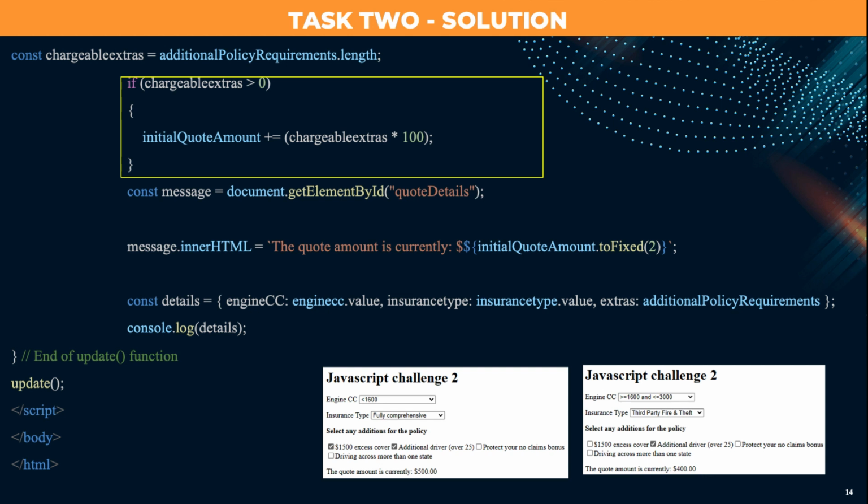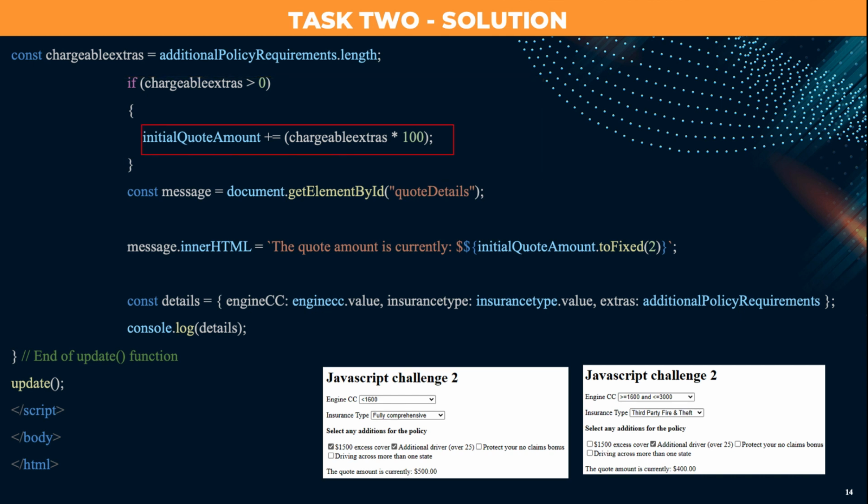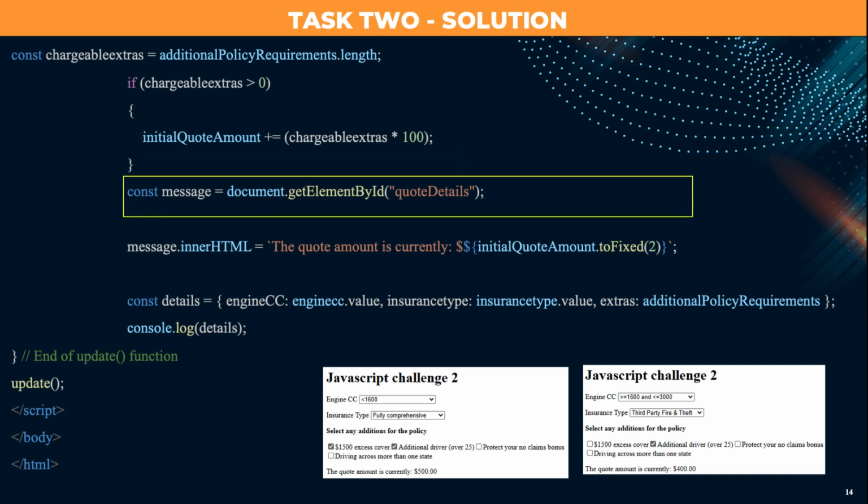Well, what value? Each one is 100, and if there are 3, then that would be an extra 3 times 100, which is 300. If there was 2, 2 times 100, etc. So if it's greater than 0, we charge 100 times the number that have been checked. And then we print out a message at the element which has quote details.